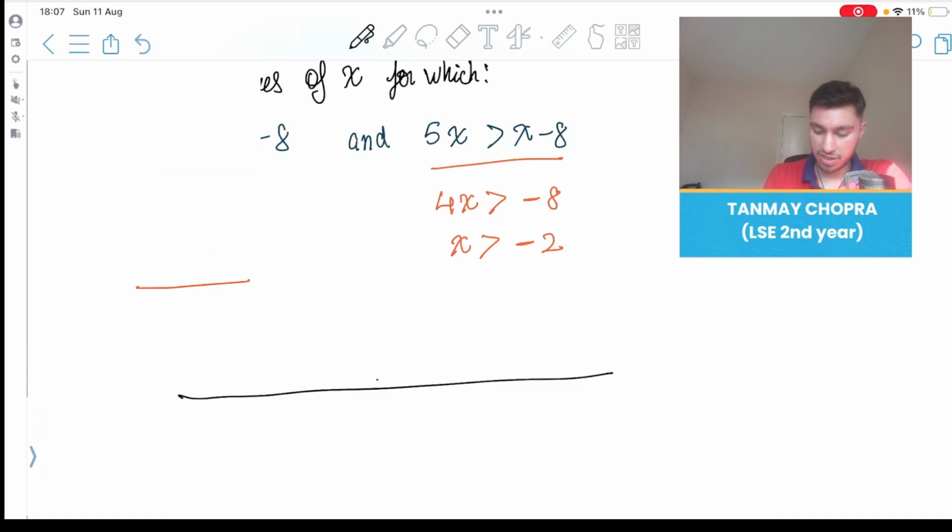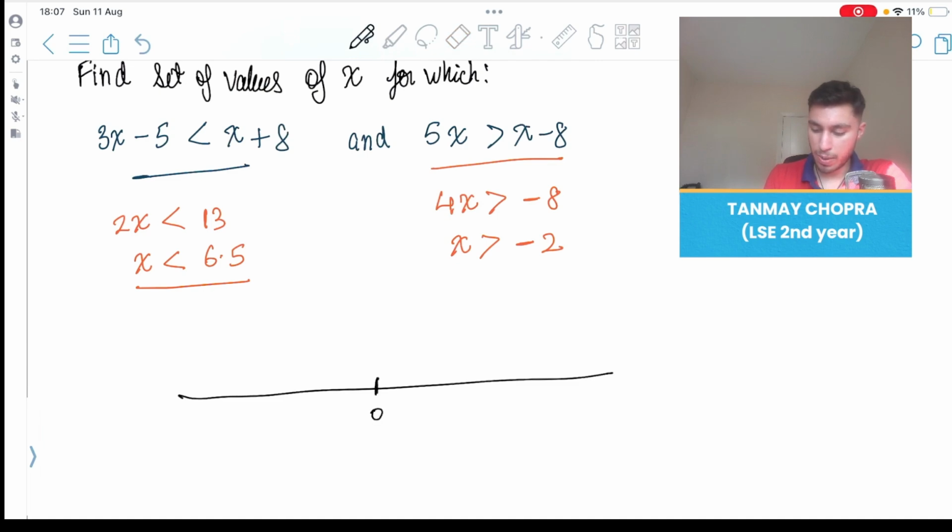So this is my 0. This is my negative 2, and this is my 6.5. These are the only values I care about. They are my critical values. Now I need x is smaller than 6.5.